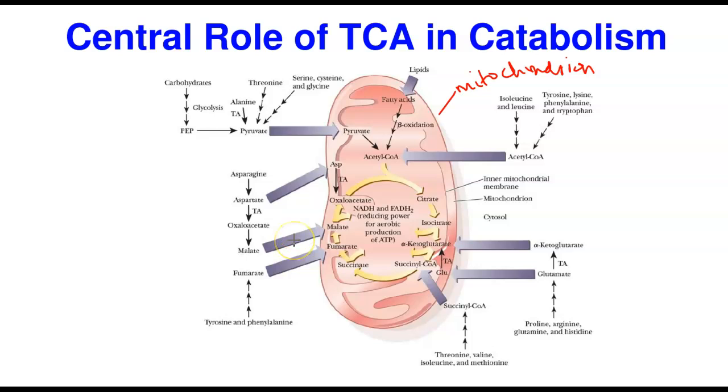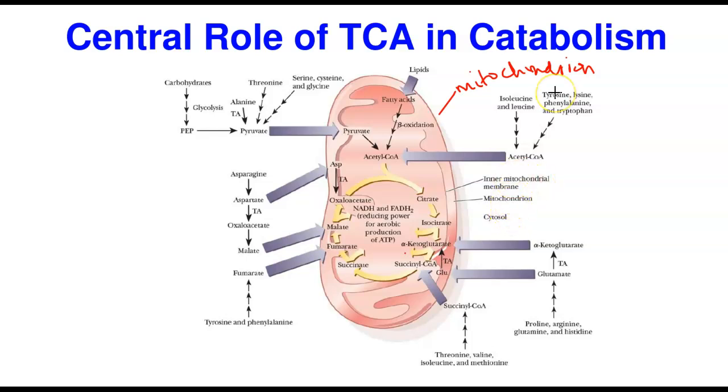Again, look at these ones. Tyrosine and phenylalanine can be converted to fumarate. And fumarate is also part of the citric acid cycle. What about threonine, valine, isoleucine, and methionine? All these amino acids can be converted to succinyl-CoA, and all of them can also go back into the TCA cycle because these ones are also what we call the ketogenic amino acids. Ketogenic amino acids are those amino acids that can join the tricarboxylic acid cycle, whereas the glucogenic are those ones that join the glycolytic pathway.